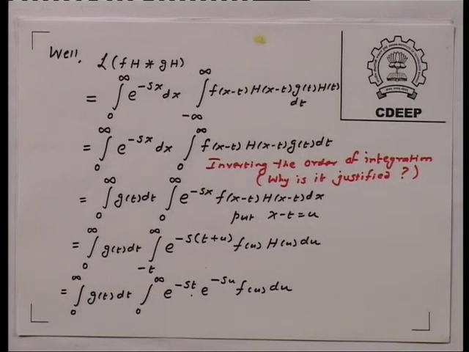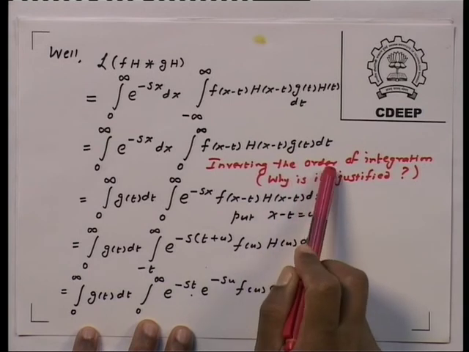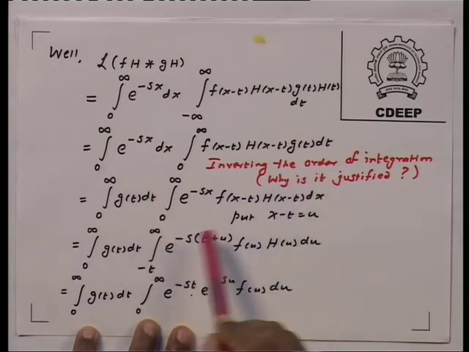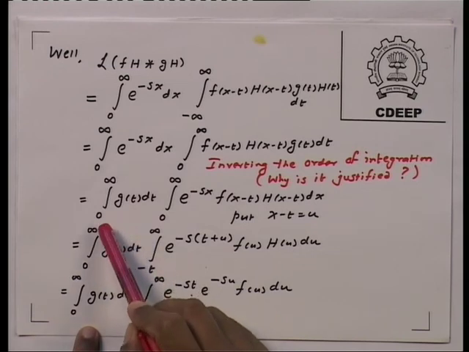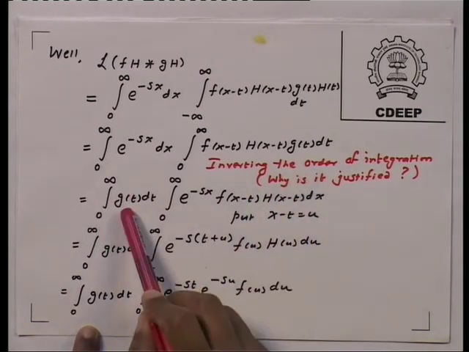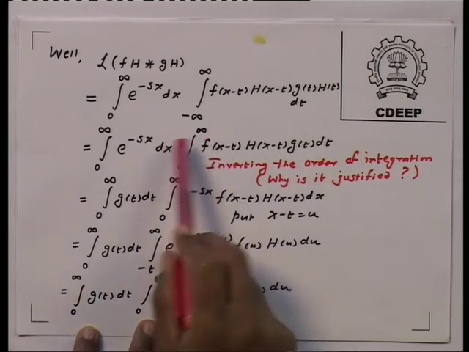I switch the order of the iterated integral. The outer integral was with respect to x and the inner integral with respect to t; now I do it the other way around. I first integrate with respect to x and then with respect to t. So the outer integral is 0 to infinity g(t) dt, and the inner integral goes from 0 to infinity, because both integrals are from 0 to infinity.